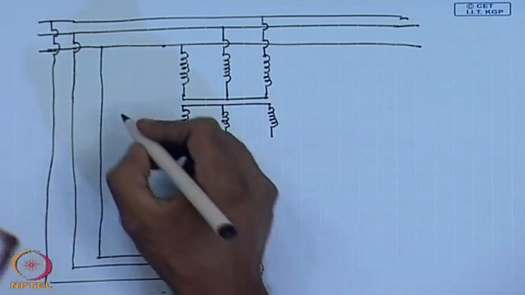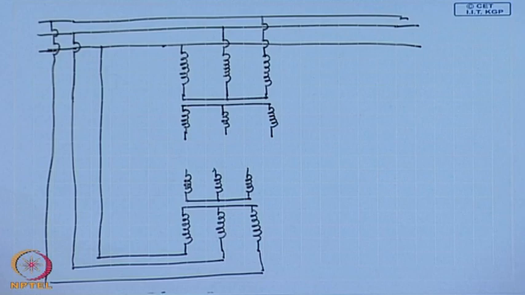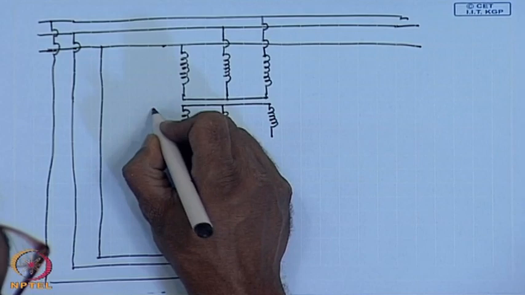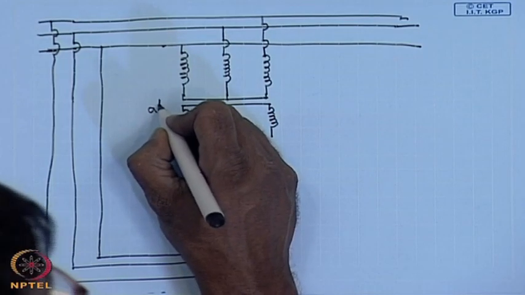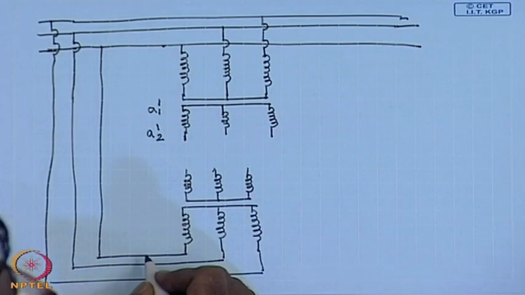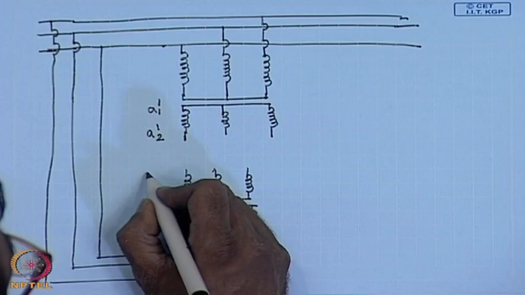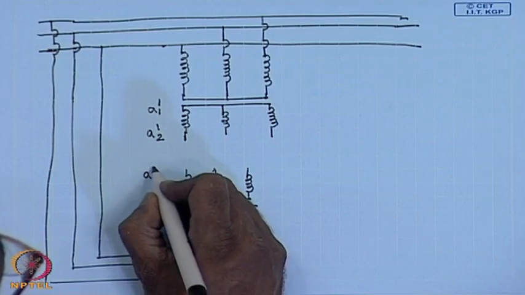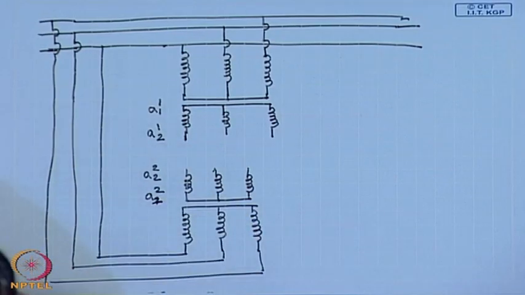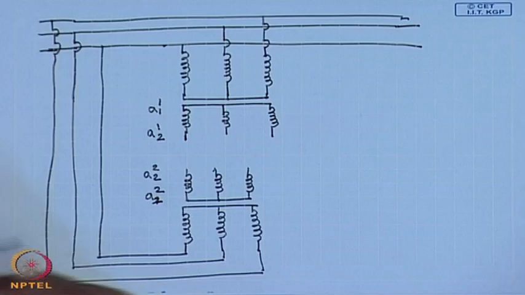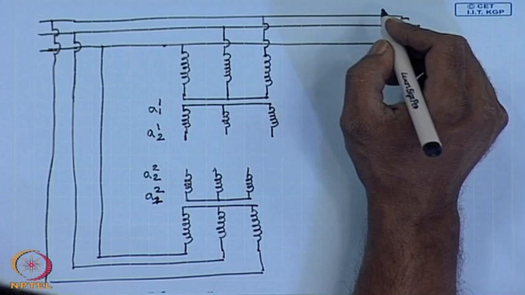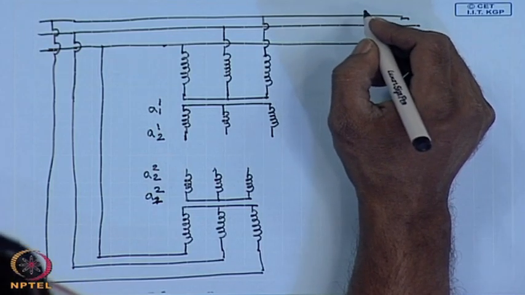So, if this is A1 terminal of transformer 1 and this is A2 terminal of transformer 1, then this should be A2 terminal of transformer 2 and this should be A1 terminal of transformer 2. So, if you connect them in series, the voltages will oppose each other. However, how do we apply the auxiliary voltage here?